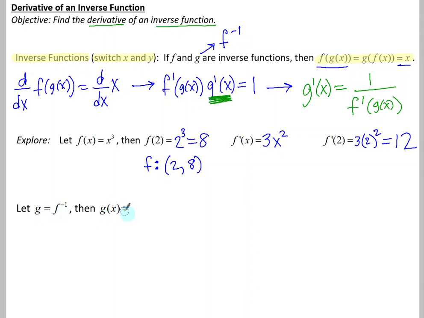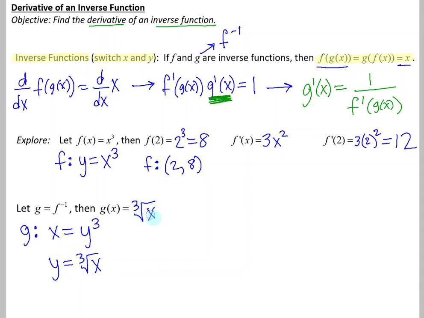What does g of x equal? Well, remember that inverse is switching x and y. So if f is x cubed, which another way to think about that is y equals x cubed, on the g graph, that would be x equals y cubed, because we switch the x and the y. Now to see what g of x equals, we solve for y. So y equals the cubed root of x. So g of x equals the cubed root of x.